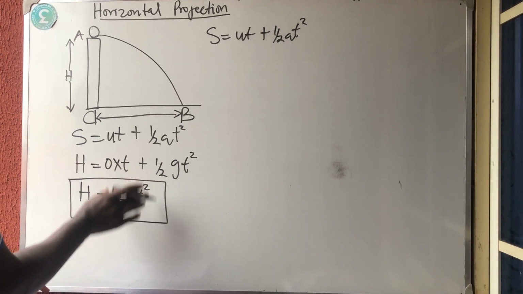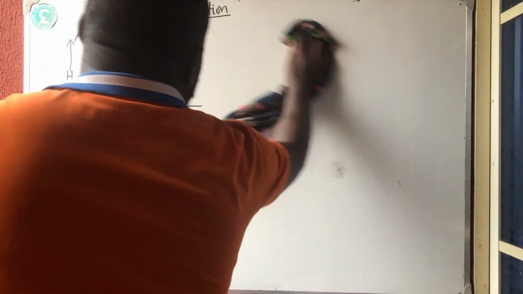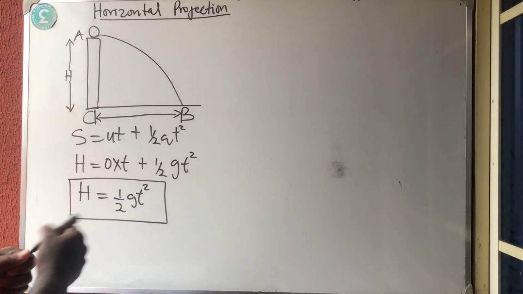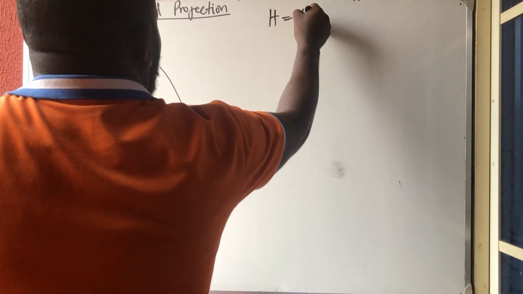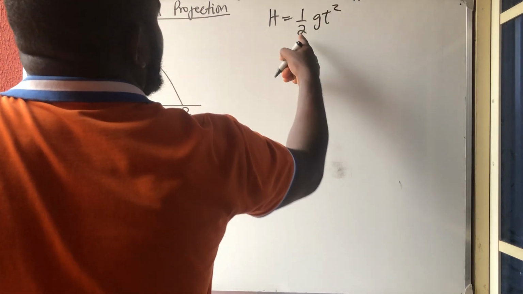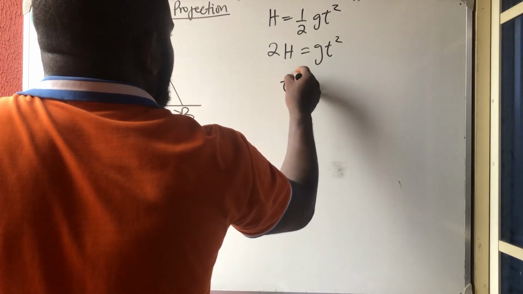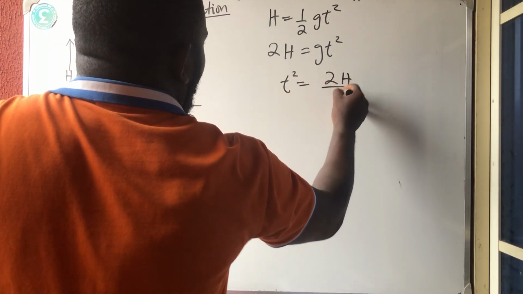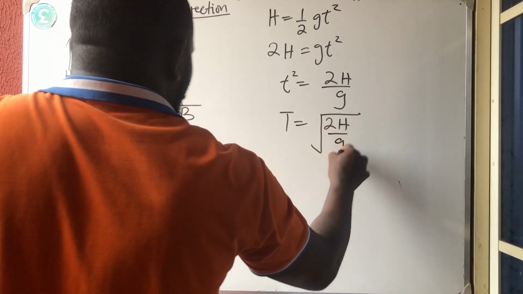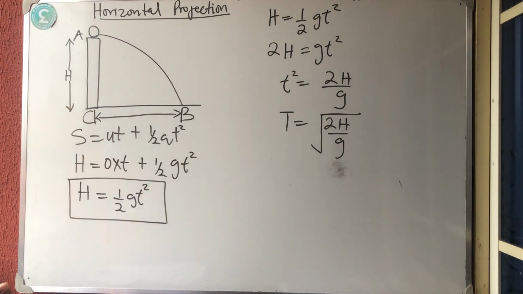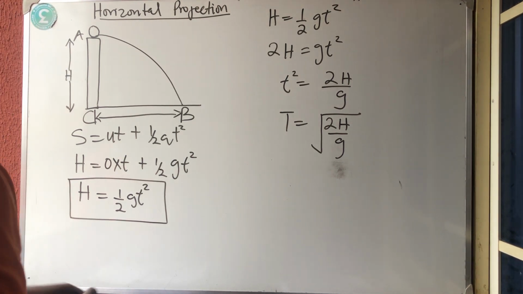But if you cannot remember this, just remember the third equation of motion. So let us get the time to reach the ground. From here I can make t the subject of the formula. I have H equals 1 over 2 gt squared. Cross multiply to have 2h equals gt squared. Therefore t squared is 2h over g, so t is the square root of 2h over g. This is the formula for the time it will take this body to reach the ground.